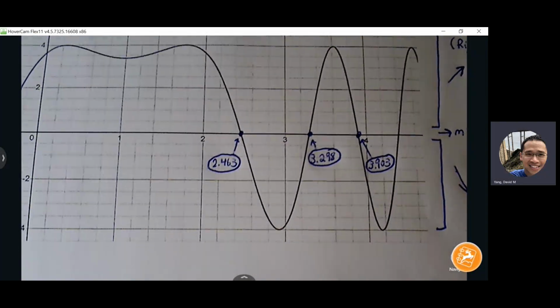Okay, so let me walk around real quick to see, are you guys having trouble getting to these x-intercepts?